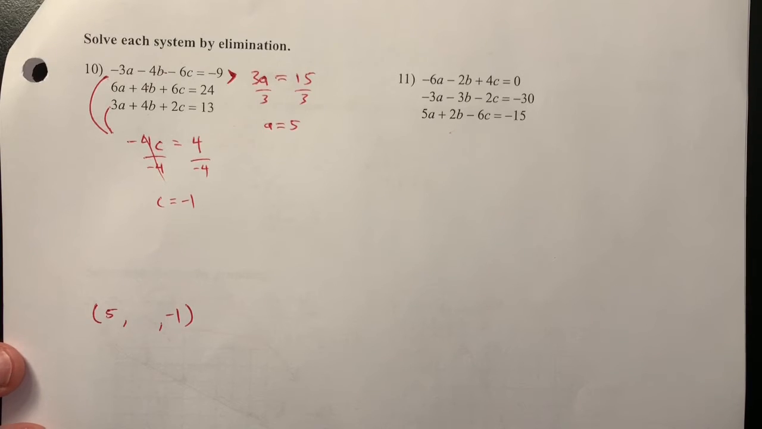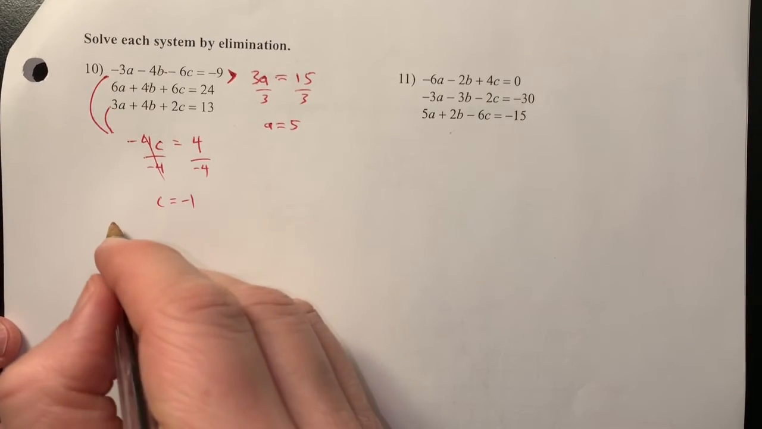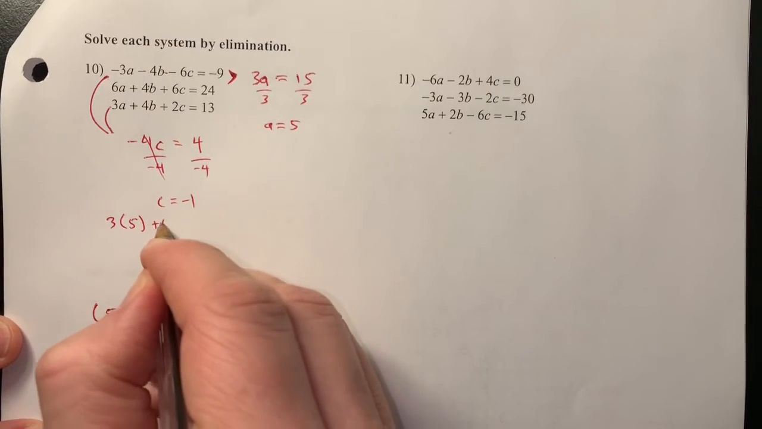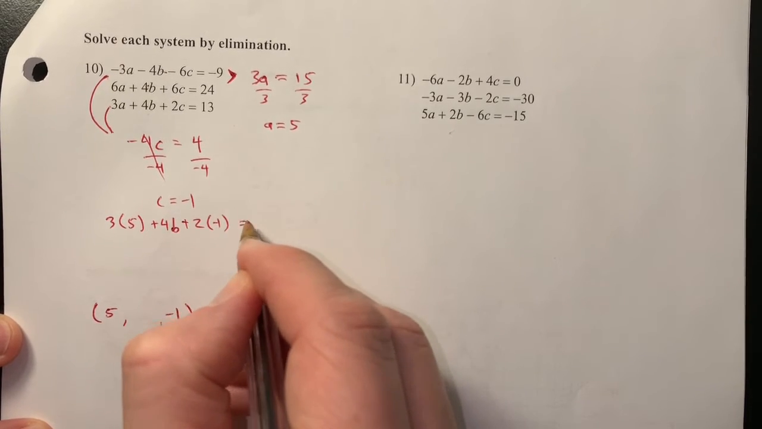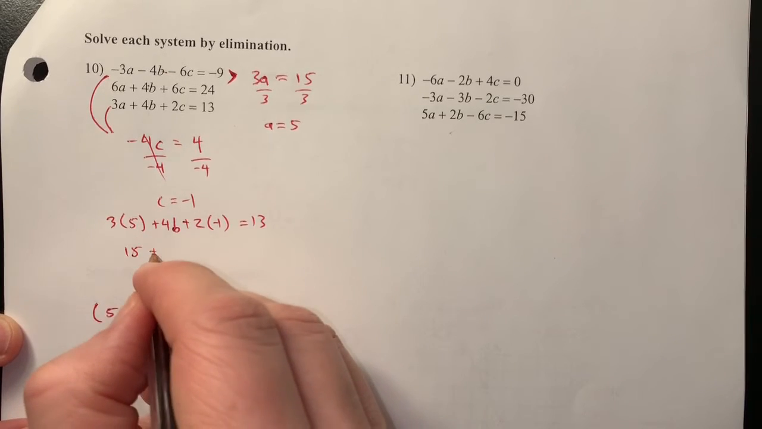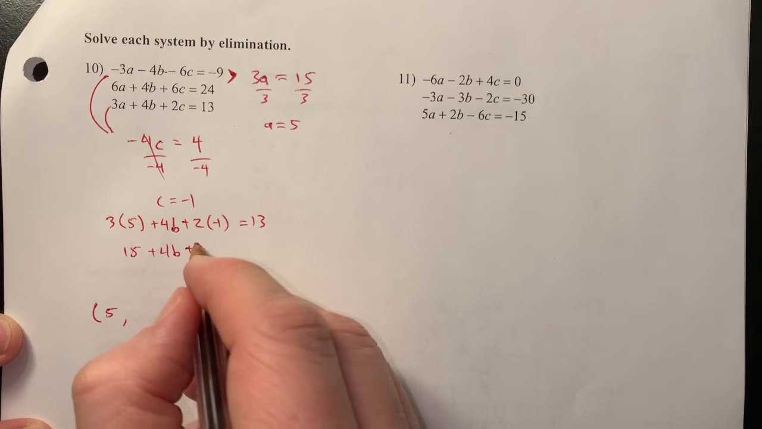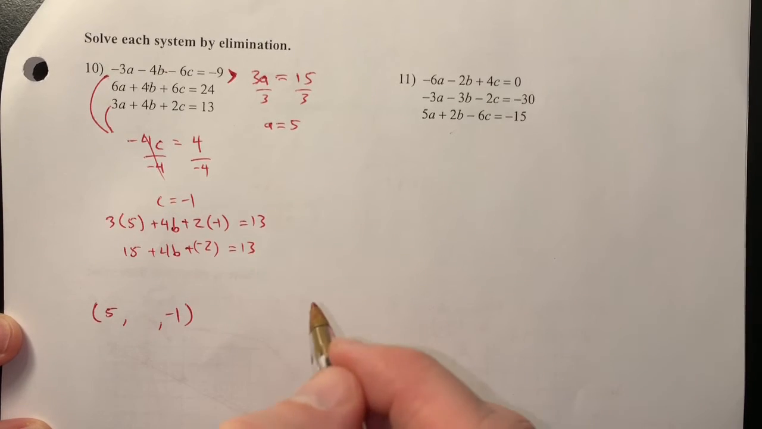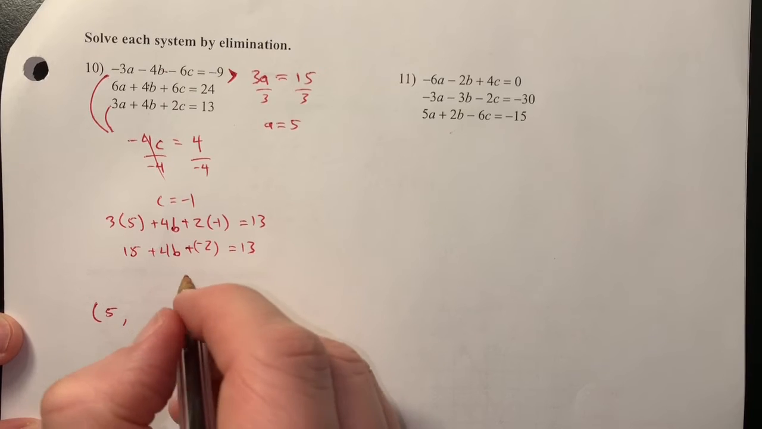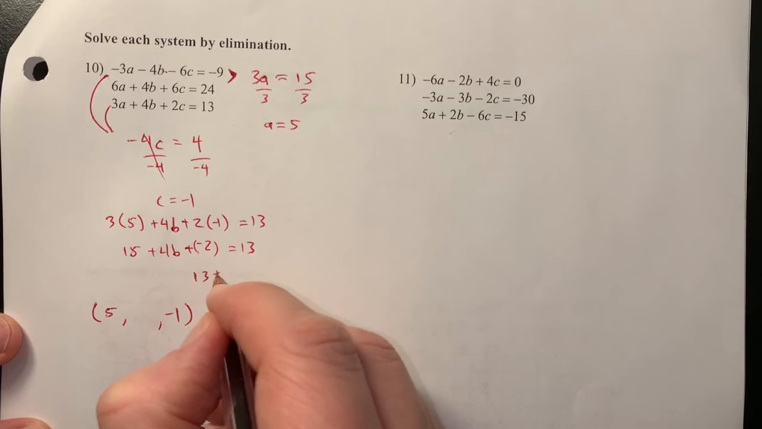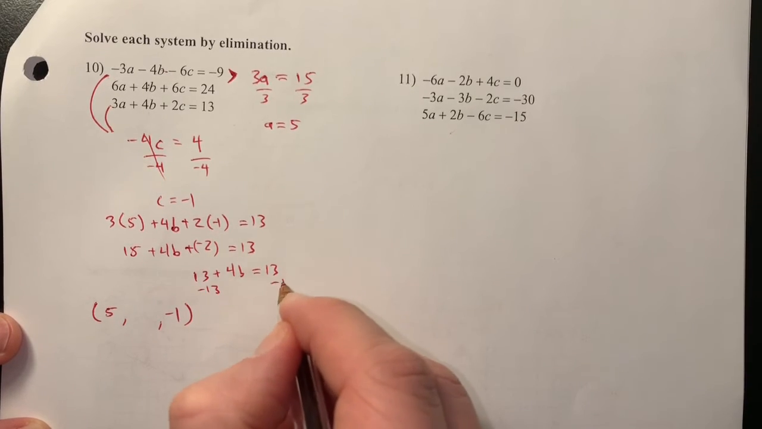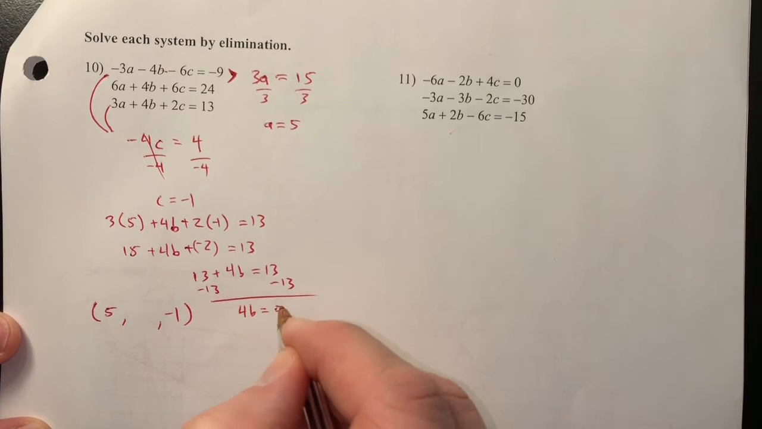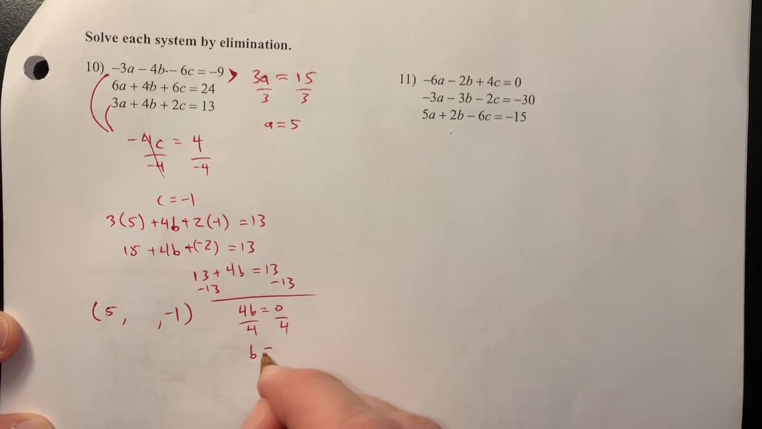Now I can plug a and c into any of the 3 original equations. Let's go with the bottom one. 3 times 5 plus 4 times b plus 2 times negative 1 equals 13. So that's 15 plus 4b plus negative 2 equals 13. 15 plus negative 2 is 13. So that's 13 plus 4b equals 13. Minus 13. 4b equals 0. And divide by 4. b is 0.